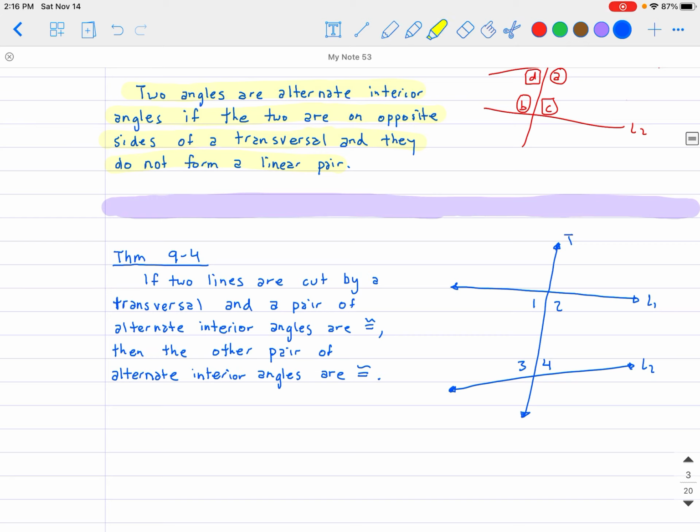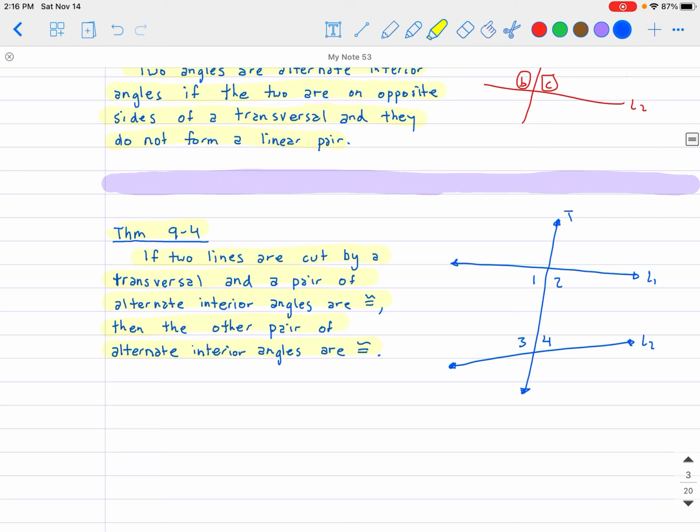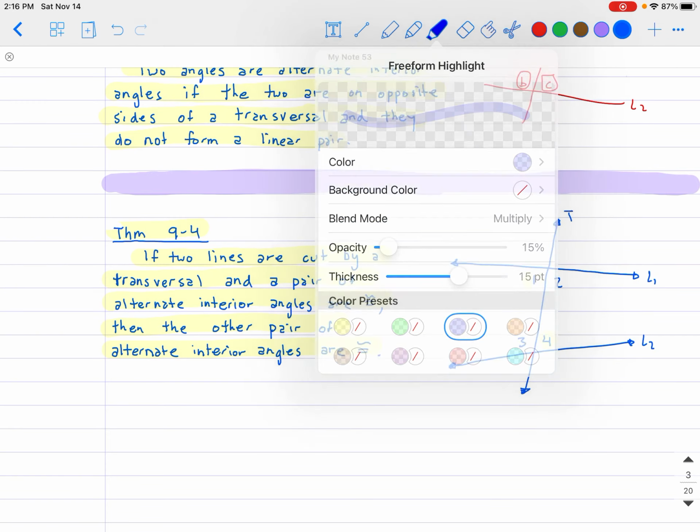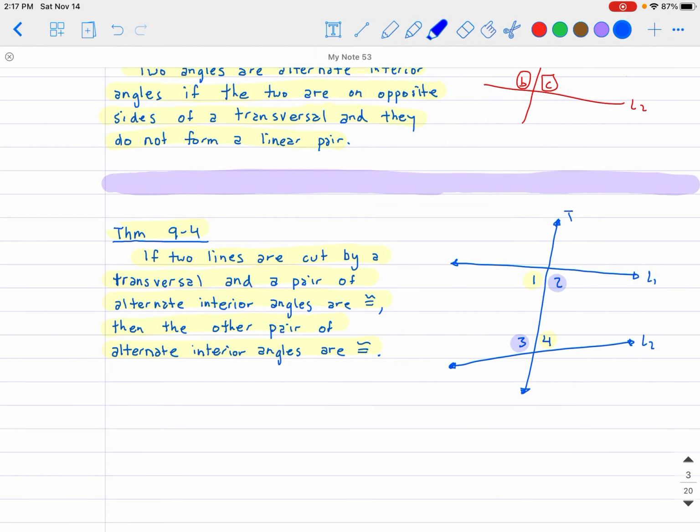Here in this next theorem, it says that if you have 2 lines that are cut by a transversal and a pair of the alternate interior angles are congruent to each other, then the other 2 alternate interior angles are going to be congruent as well. So that is to say, in this picture, if 1 and 4 over here are congruent, then they're saying that 2 and 3 are also going to be congruent. And I think you can probably figure out how to do the proof for this, because if you remember, 1 and 2 are linear pairs and 3 and 4 are linear pairs.